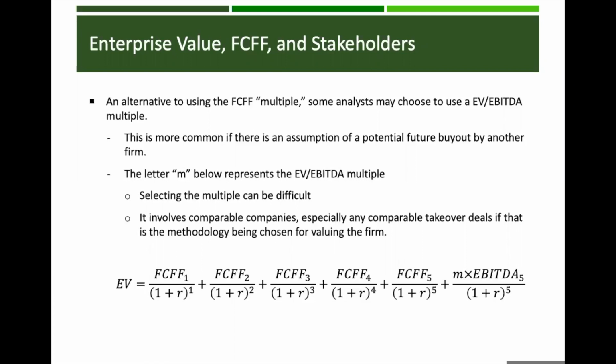An alternative technique to using what some people call the multiple, that 1 plus G divided by K minus G or R minus G, is to use an enterprise value to EBITDA multiple. And this is far more common when the analyst is assuming there's going to be a future buyout. And so they might come up with that multiple represented by the letter M in the equation below, and just do free cash flow from the pro forma analysis for the next 5 years, and then figure out what's that multiple that we should use. Again, we discount by 1 plus R to the power 5.